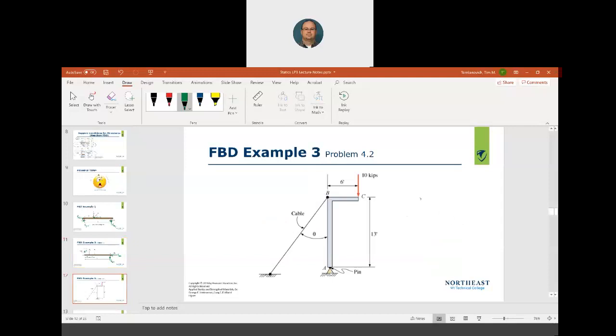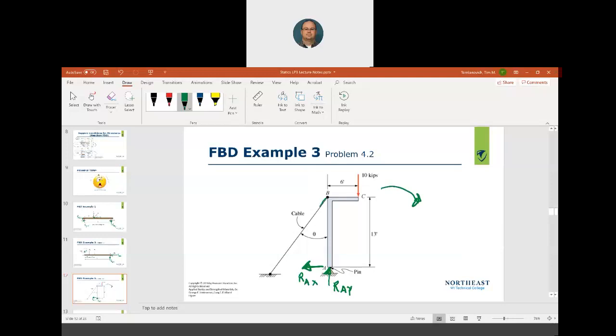Problem 4.2. All right, so remember, you want to pick the object that provides you with the most information, okay? Find points of common concurrency. So this is a pin. So we have the reaction at point A in the Y direction, okay? We have the reaction at point A in the X direction, because that's a pin. All right, now we have this cable. So we have this force here, right? It wants to pull this object going this way, right?